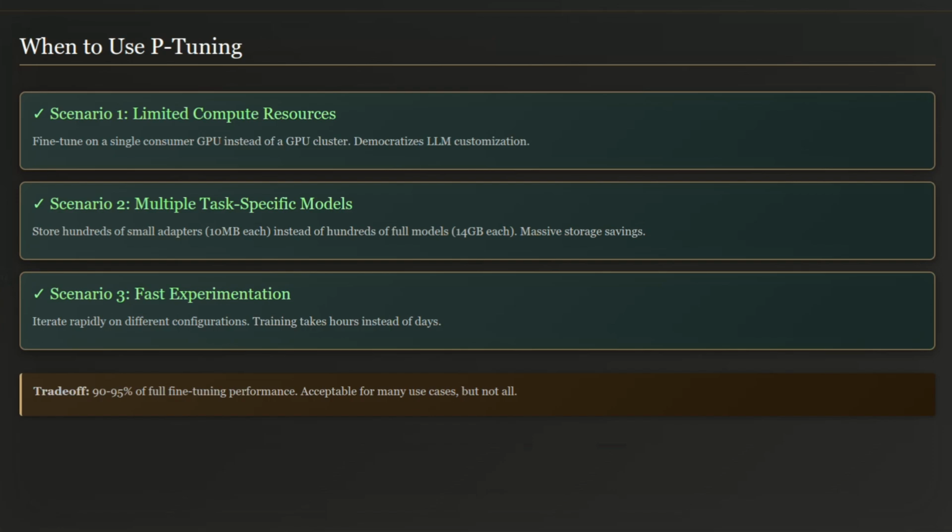When should you use P-tuning? First, limited compute resources. You can fine-tune on a single GPU instead of a cluster. Second, multiple task-specific models. Store many small adapters instead of many full models. Third, fast experimentation. Iterate quickly without expensive full fine-tuning runs. But there's a trade-off. P-tuning typically achieves 90 to 95% of full fine-tuning performance. For some use cases, that's acceptable. For others, you need full fine-tuning.